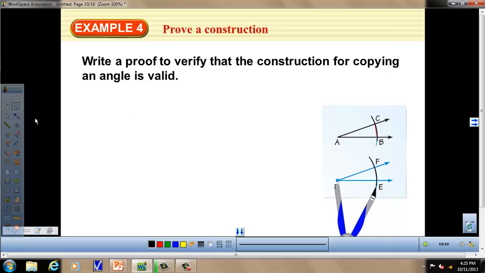When I do that, what you have to recognize is that the distance from A to B and the distance from A to C, those are both congruent. And since we've copied it down here, those are both congruent as well.